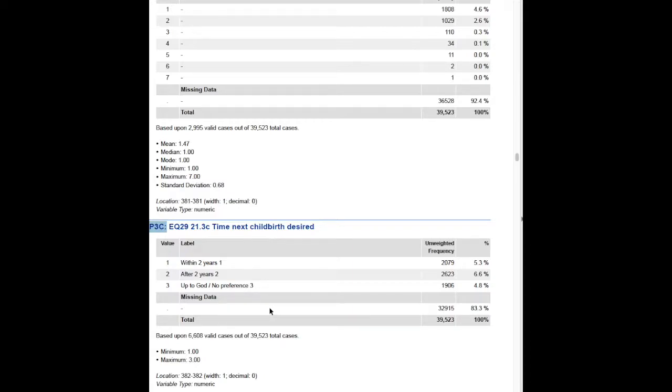Notice something here. This is really super duper important. Out of the 39,000 people, there are less than 8,000 of them that you have here. So you've got 2,000 for within 2 years, 2,600 for after 2 years, and about 2,000 that say up to God. So this is only asked of women who are of childbearing age, who've had children within a certain amount of time. So when you generalize from these data, you need to mention that. It's not from the whole 39,000. It's only from a very specific subset of that.